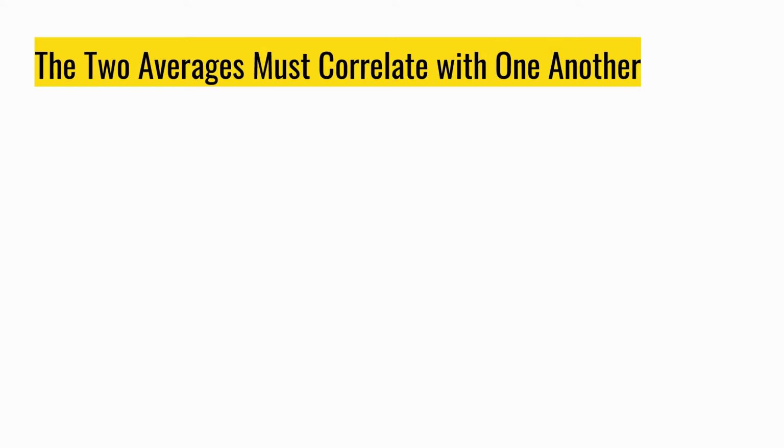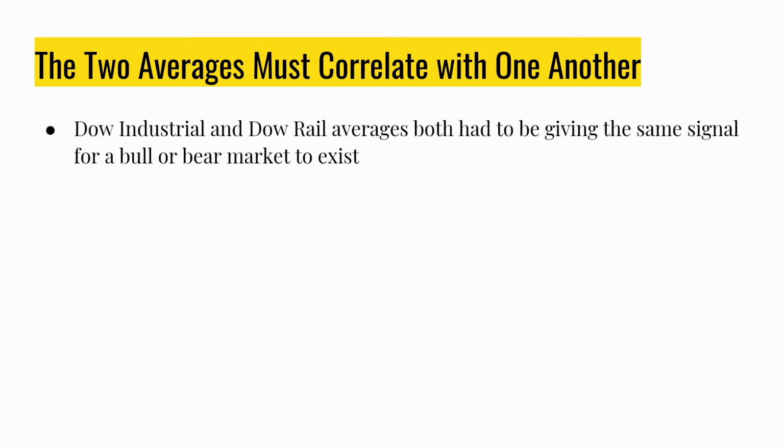The third tenet states that the 2 averages must correlate with one another. So what does this mean? At the time, Dow meant that his industrial and transportation averages needed to be both rising or falling in order to confirm a bull or bear market. If the averages gave different signals, then they'll cancel out and the prior trend will still be maintained.